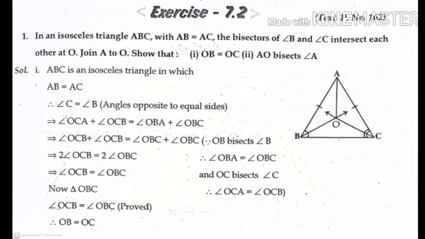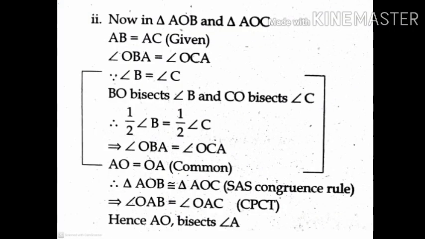Now in triangle OBC, angle OCB is equal to angle OBC. Therefore OB is equal to OC, since sides opposite to equal angles are equal. Hence proved.